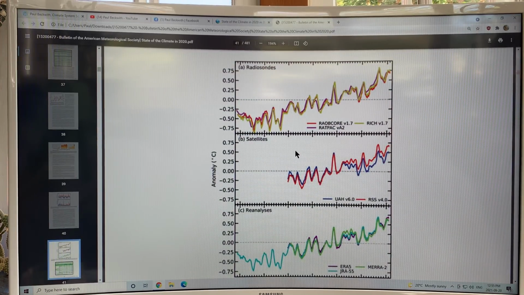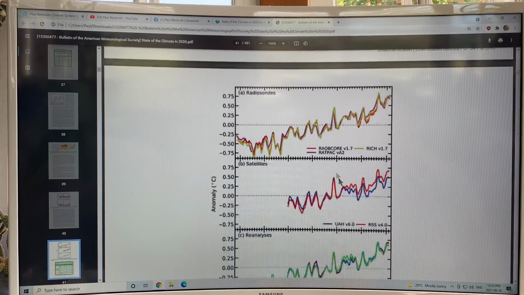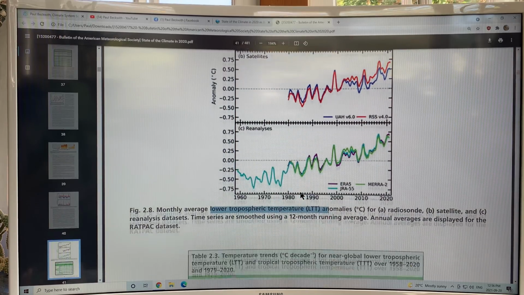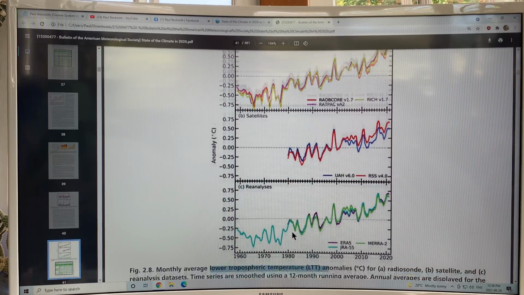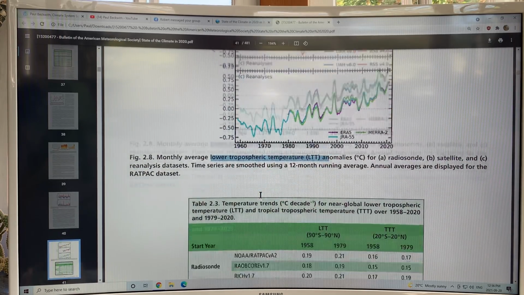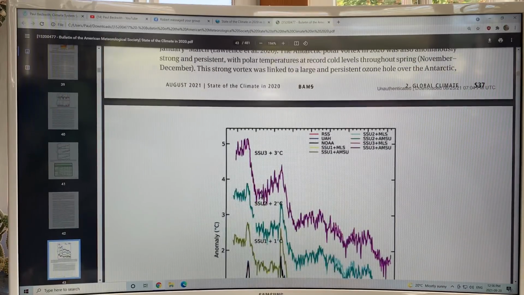This is measurement of the lower tropospheric temperatures, LTT anomalies. We use radiosondes, so radio transmissions from balloons that are tracked by radar, satellites, and reanalysis. And we're getting warming not just at the surface, but in the lower troposphere as well. No surprise there. And I'll just do a few more.